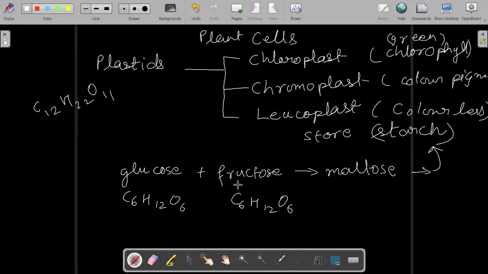So glucose and fructose are both sugars. They combine to form maltose. Maltose is also a type of sugar. The sugar that we eat is C12H22O11. It is also called sucrose.